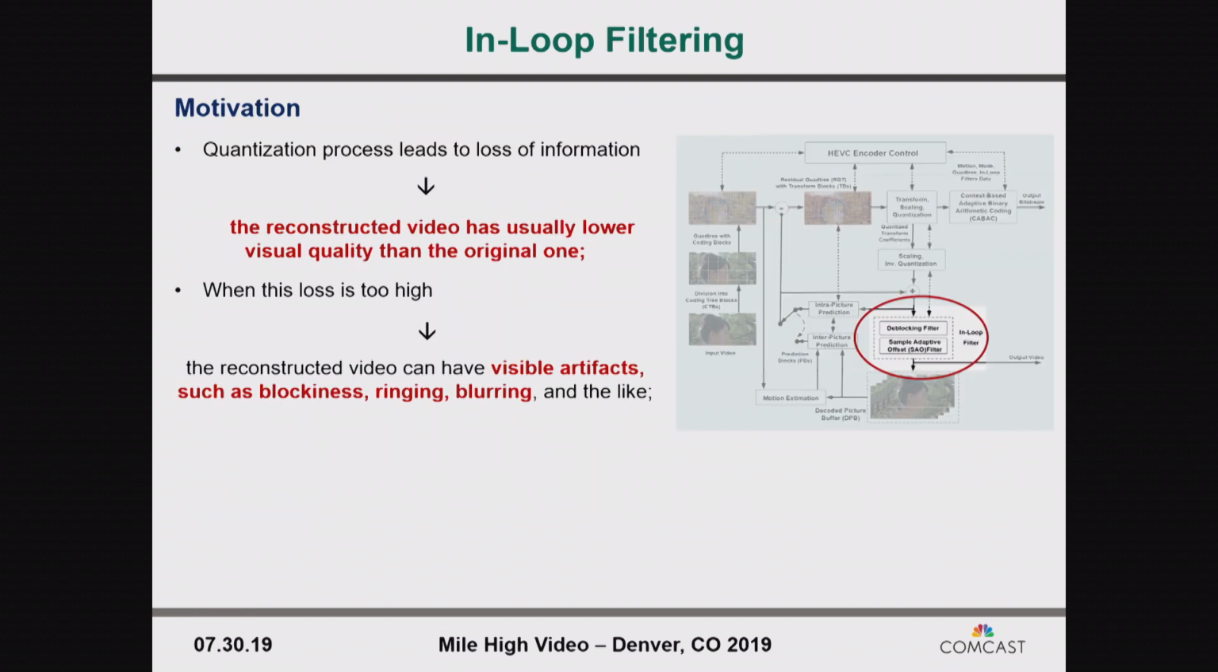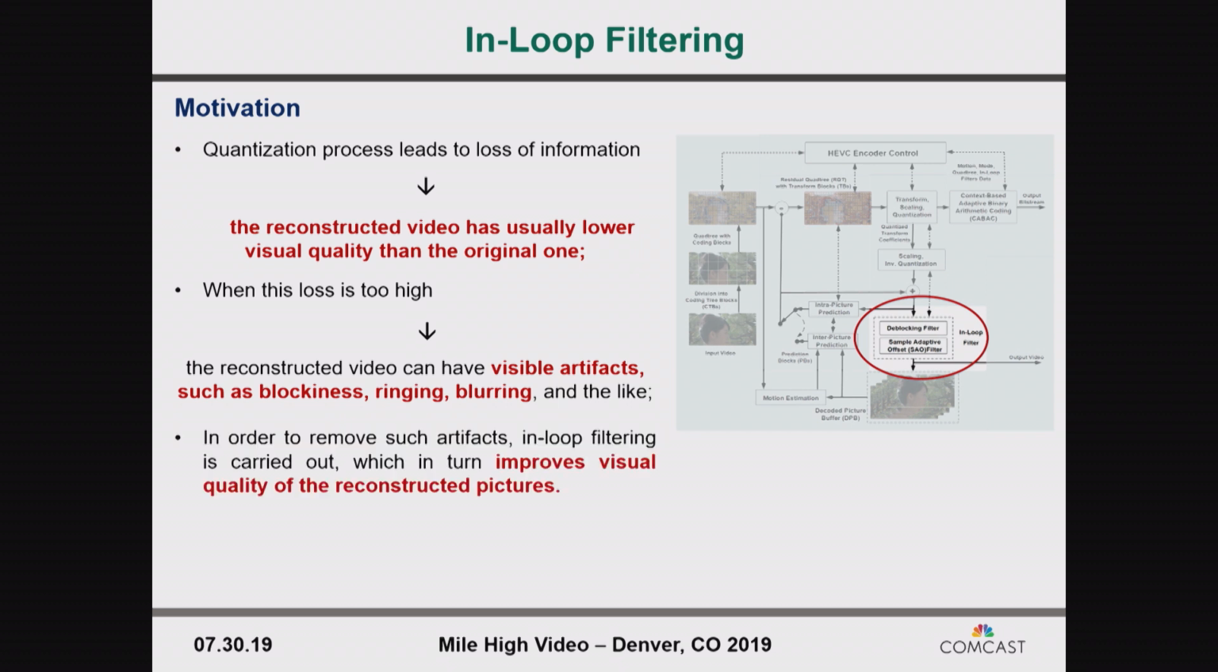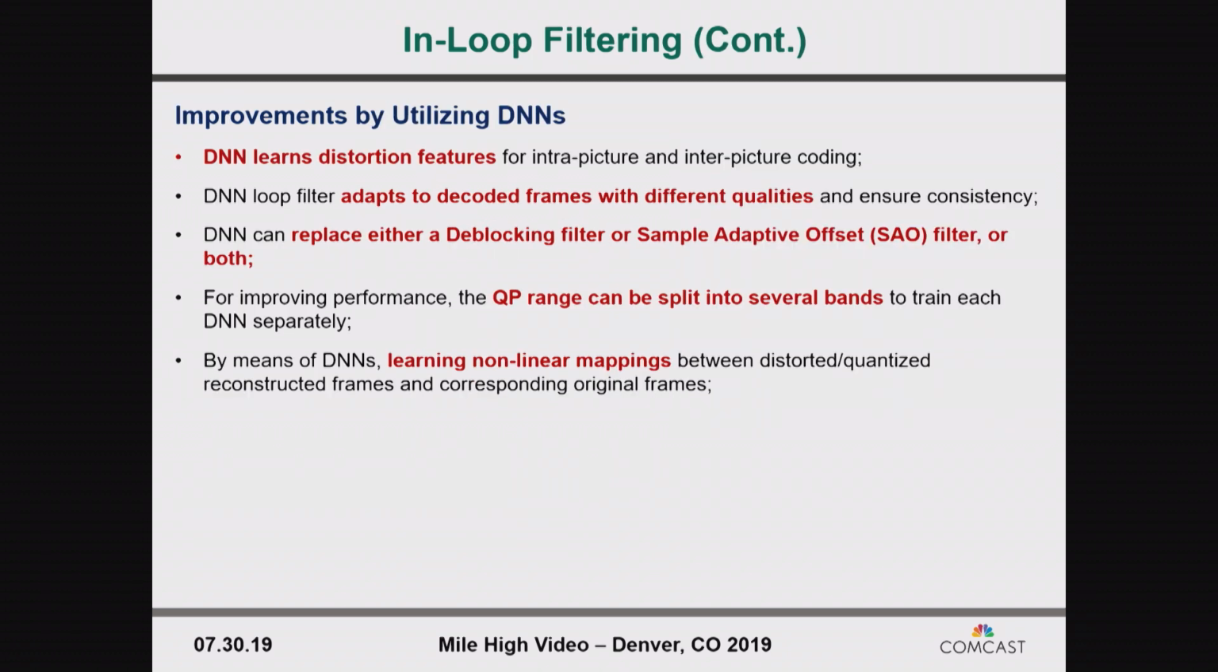In loop filtering, this is very popular, where a lot of different research has been done in this field. Loop filtering actually goes this way. The quantization process, of course, leads to loss of information, okay? And when the loss is too high, we have visual artifacts. So what the loop filter does is it tries to remove these artifacts, okay? And to improve visual quality. This is the whole idea here.